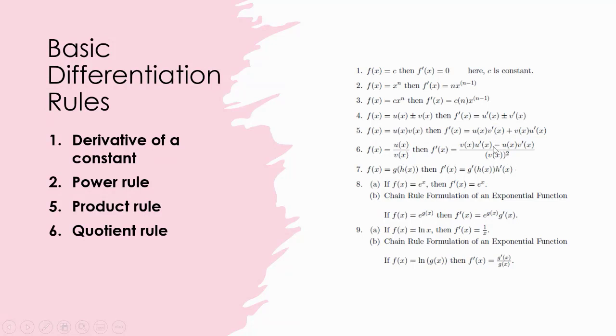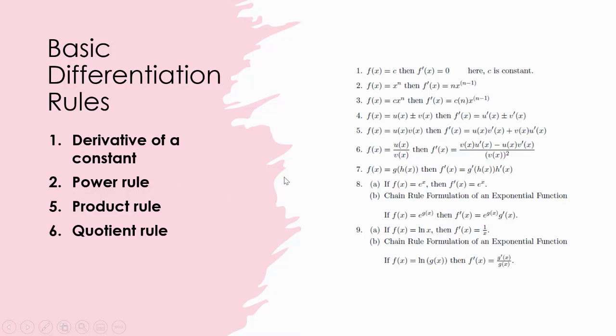Something to keep in mind between the product rule and the quotient rule is that in the product rule, the order does not matter. But in the quotient rule, the order does matter because it's subtracted. You always have to do the derivative of the numerator times the denominator, subtracted by the derivative of the denominator times the numerator. You cannot change the order here.